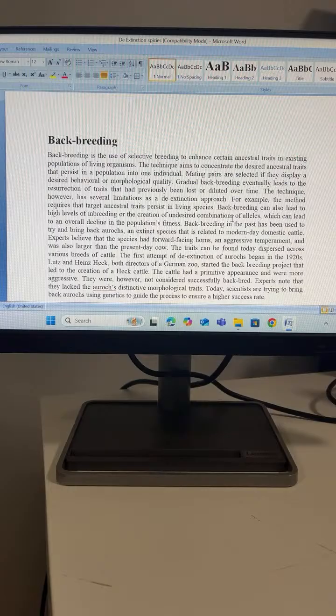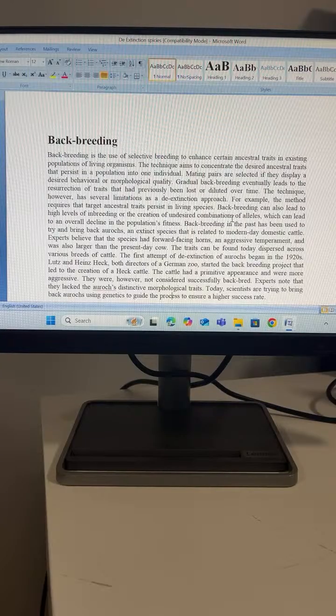The technique, however, has several limitations as a de-extinction approach. For example, the method requires that target ancestral traits persist in living species. Backbreeding can also lead to high levels of inbreeding or the creation of undesired combinations of alleles, which can lead to an overall decline in the population fitness. Backbreeding in the past has been used to try and bring back the aurochs, an extinct species that is related to modern day domestic cattle.